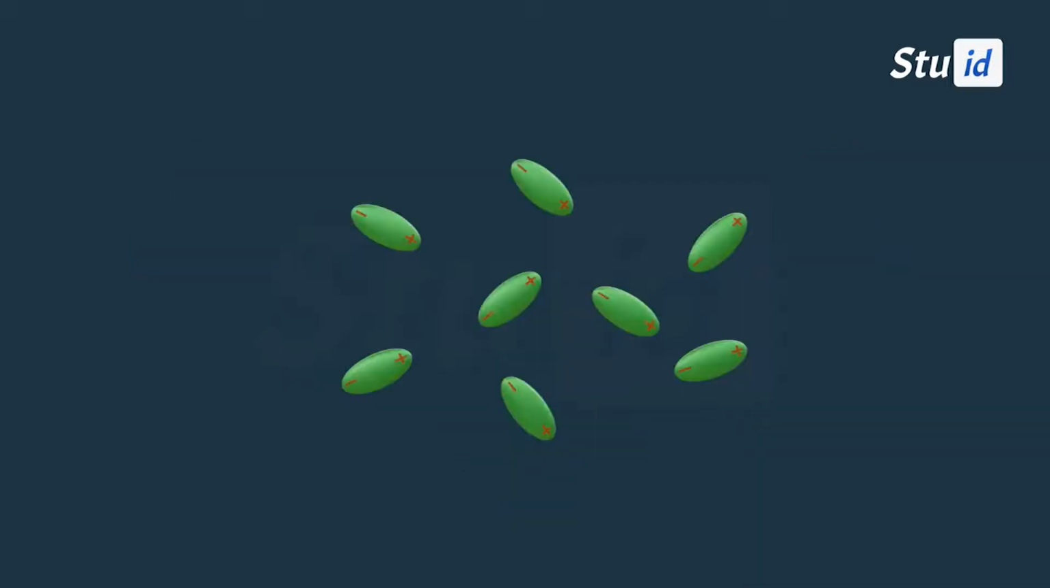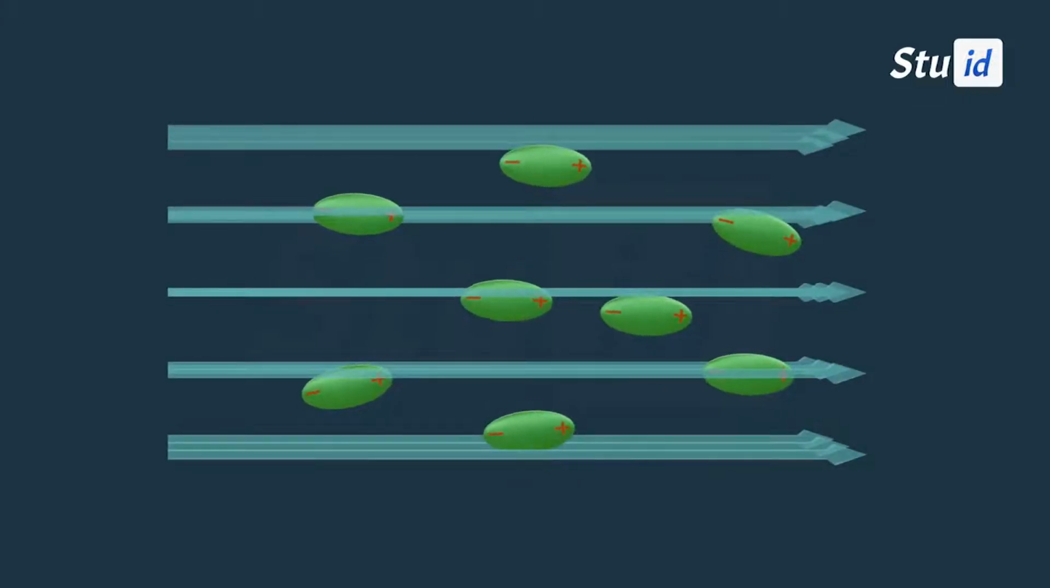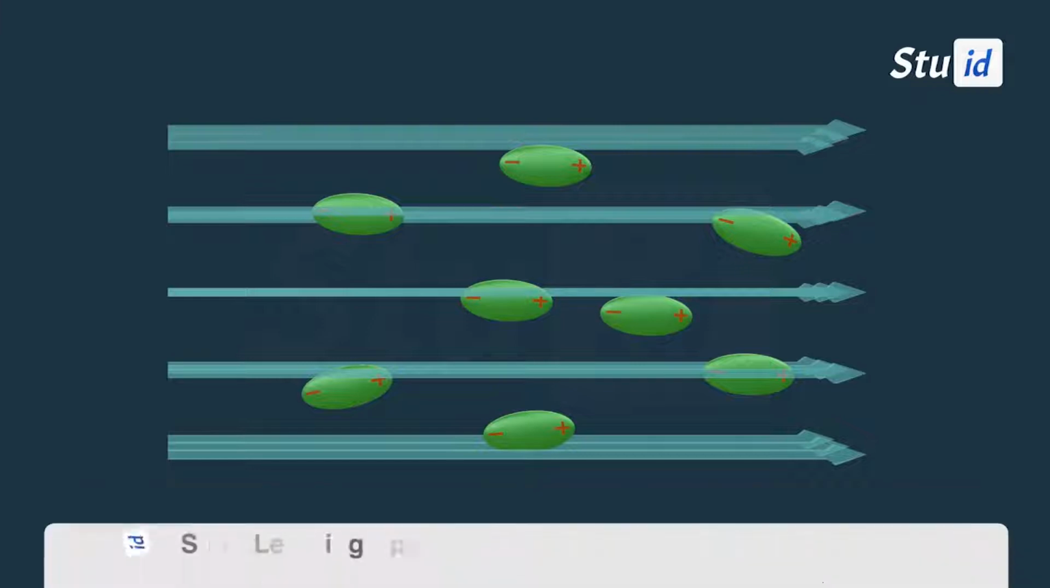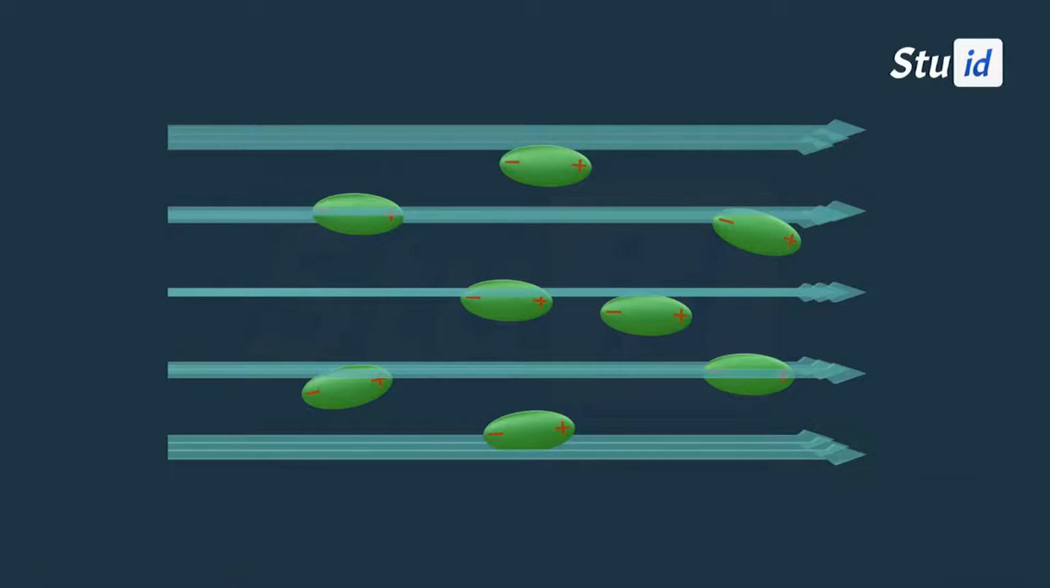Now if you are placing this in an electric field, all molecules will align in a particular direction, and as a result one phase of the dielectric will become positive and the other phase will become negative, and as a result a dipole moment will be induced. So in case of polar molecule, a dipole moment is induced in the presence of an electric field.